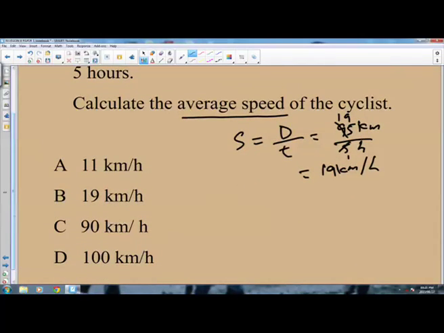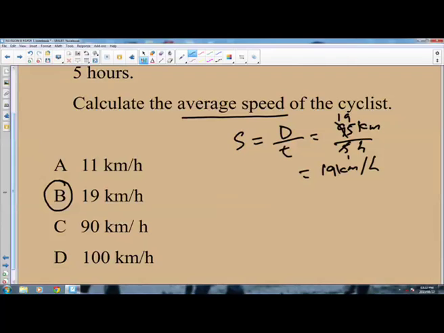A is 11 kilometers per hour. That's not what we got. C, 90 kilometers per hour. And then we have D, 100 kilometers per hour. So the correct alternative here is B. You circle B, where we have the 19 kilometers per hour.